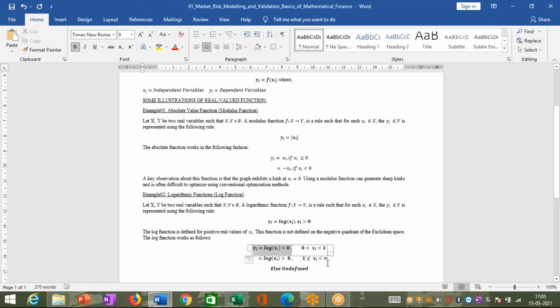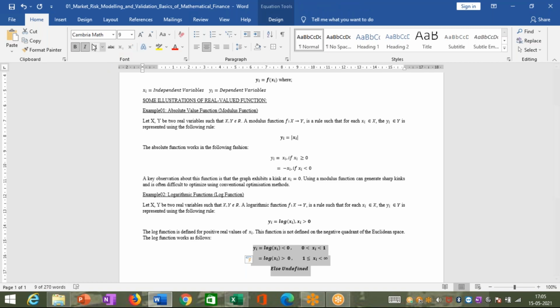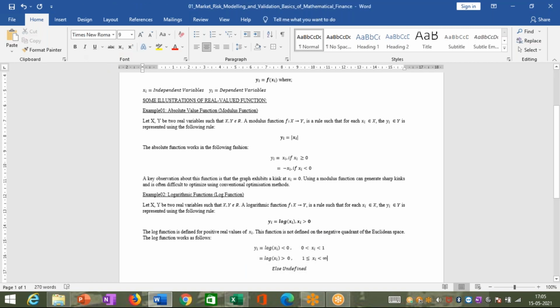So this is basically how your log functions would look. Between 0 and 1, when this is fractional, log x is negative. When it is greater than 1, log x is positive and lies up to infinity. Else it is undefined. So these are the two cases. This is what the logarithmic function is.